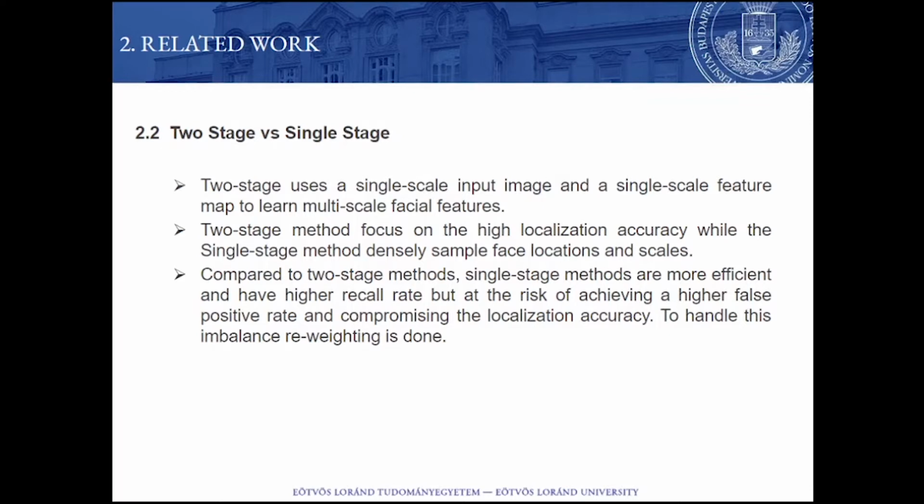So, two-stage and single-stage. Our research is based on the single-stage face detector. There is also a two-stage method, which uses a single-scale input image and a single-scale feature map to learn multiple scale features. Two-stage methods focus highly on localization accuracy, while single-stage methods densely sample face location scales. Compared to two-stage methods, single-stage methods are more efficient and have a high recall rate, but at the risk of a high false positive rate and compromising the localization accuracy. So to handle this imbalance, reweighting is done.